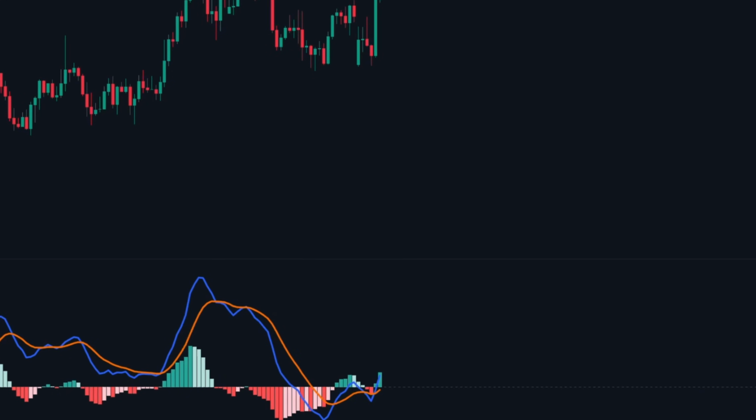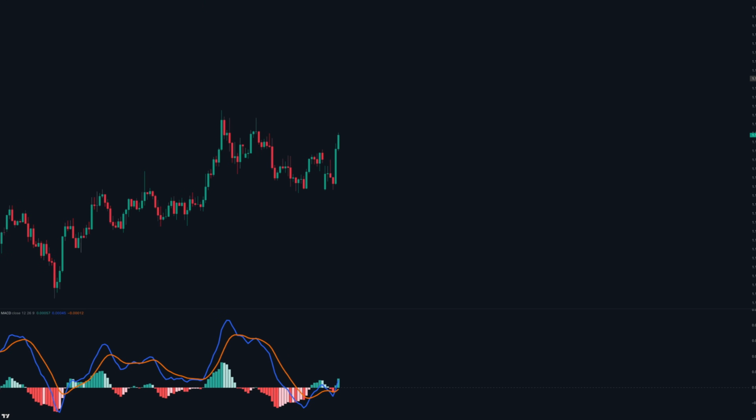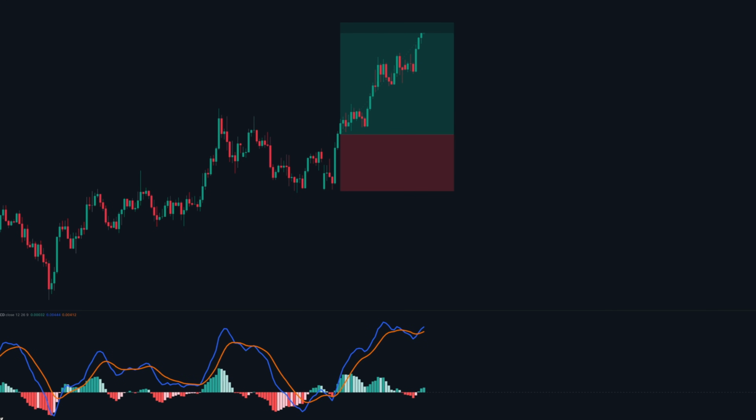Now check MACD. Where is MACD during this move? See this? The signal line is crossed above MACD line. Histogram is expanding. Both lines are above 0. Momentum is bullish. This is alignment. Price is moving up. MACD is confirming momentum is supporting it. This is your entry. You enter long right here. Stop loss below the pullback low. Target is the next resistance or 2 to 1 reward to risk.